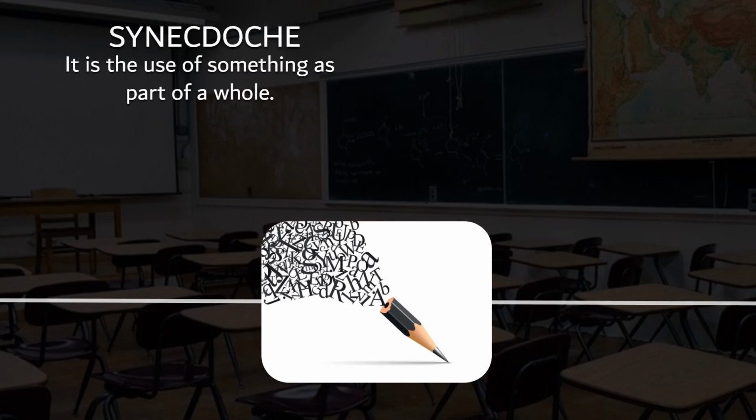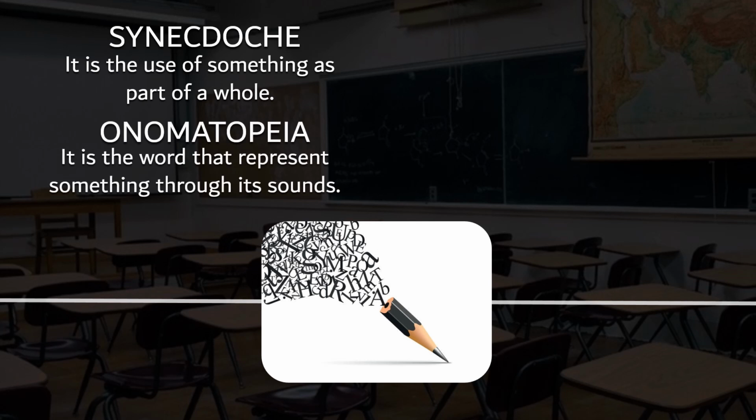Synecdoche is the use of something as part of a whole. An example, I'll show you my new wheels. The synecdoche on this part is the word wheels, because, as it is a part of a car, it was used to refer to the car.